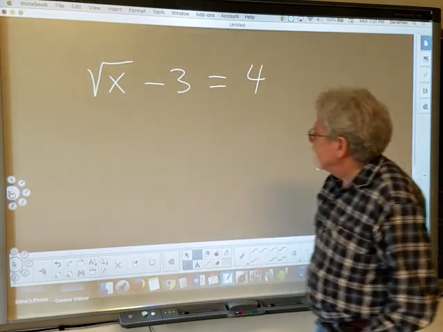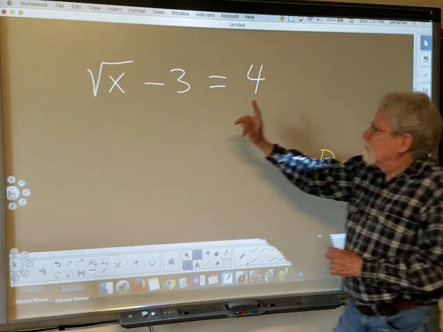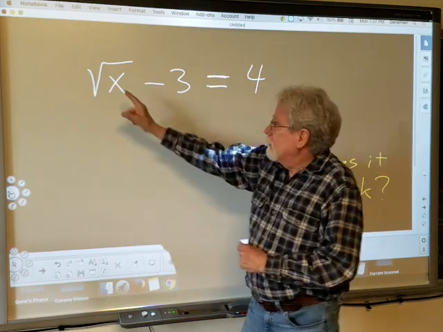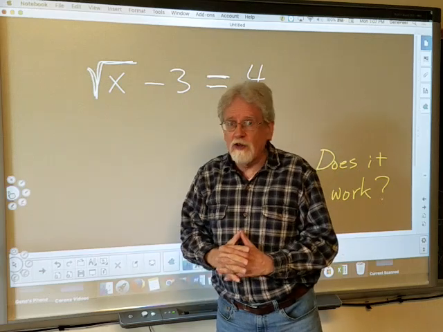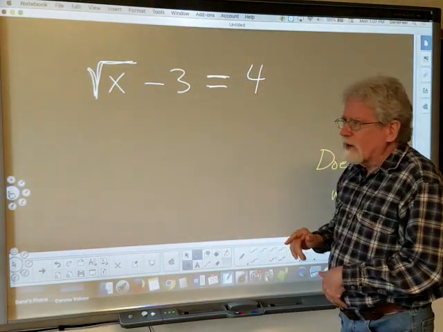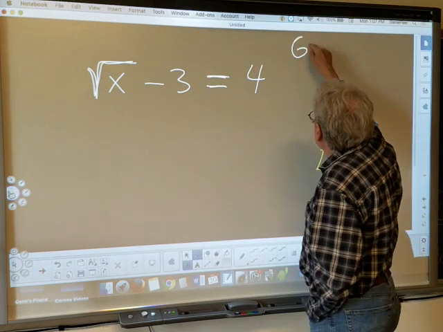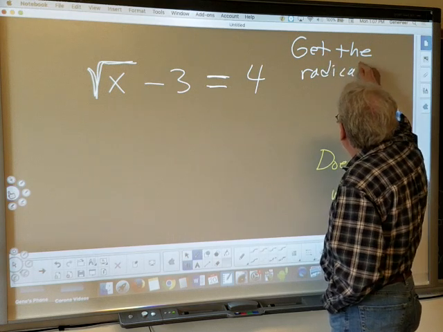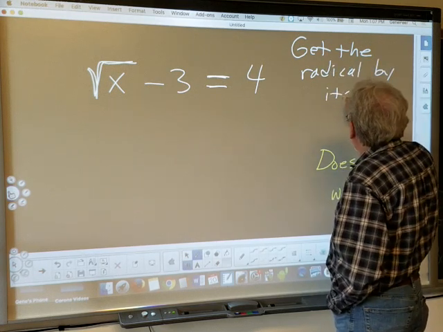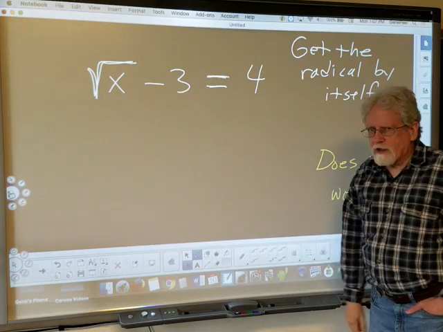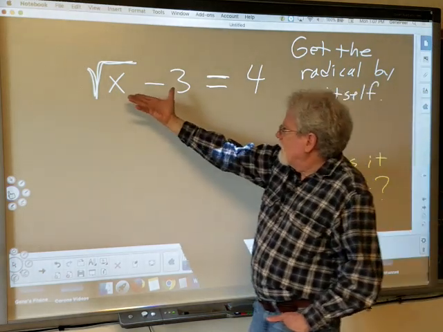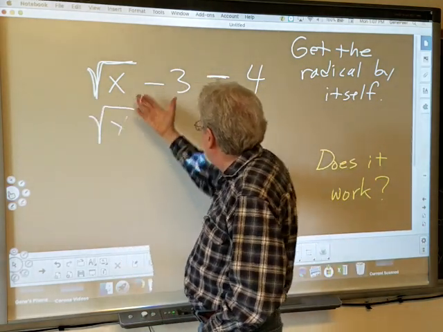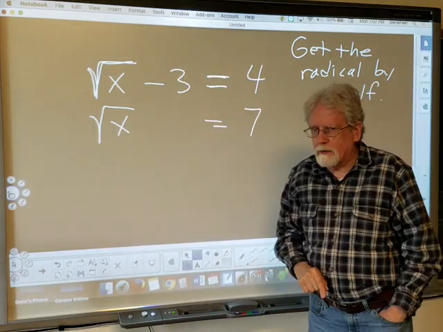All right, let's dive in. The strategy. This is a radical equation because obviously, first it's an equation, so it's a radical equation, but it has a radical in it. We haven't seen one of these before. So what do we do? What's our strategy? Here's your strategy. Get the radical by itself. That is your primary strategy. It's not by itself yet. We've got that -3 sitting there, so let's go ahead and add 3 to both sides. If we add 3 to both sides, we get, bang, gone. Over here we have 7, no problem.